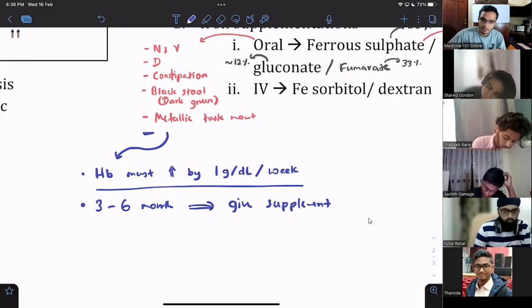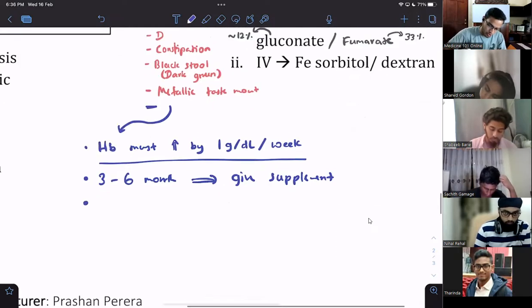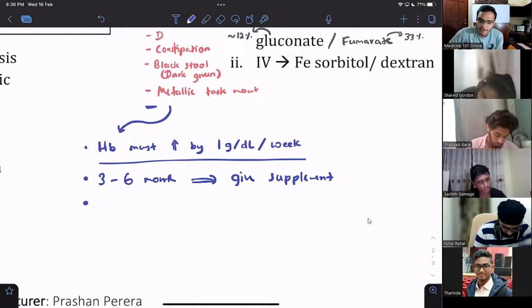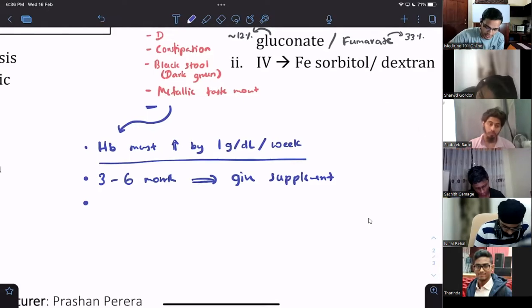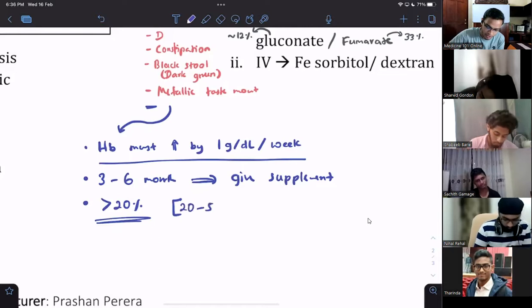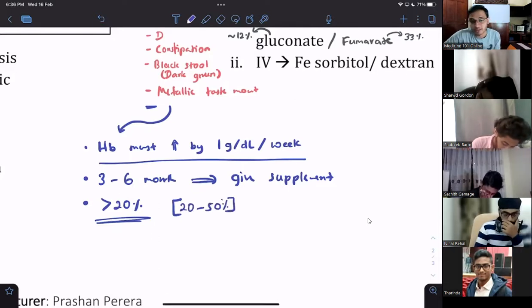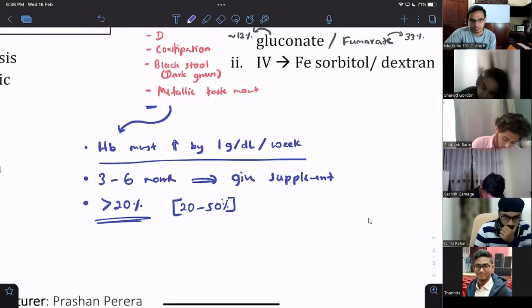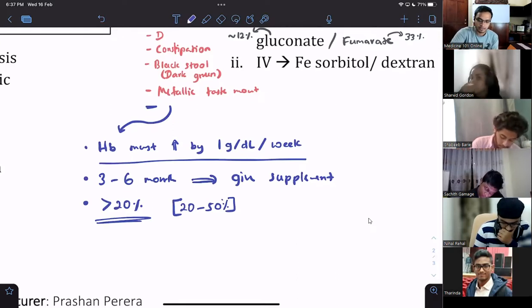So usually, guys, you need to continue it until the transferrin saturation is greater than 20%. The transferrin saturation, we said normally is about 20 to 50%. We use 33 as an example. Until it's greater than 20, you must continue. Just because hemoglobin becomes normal is not sufficient. Usually it takes about 3 to 6 months, depending on how severe the patient had it.